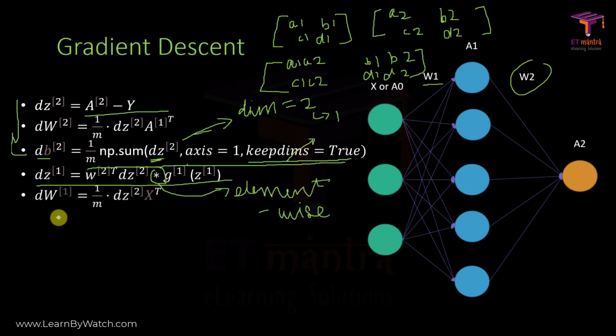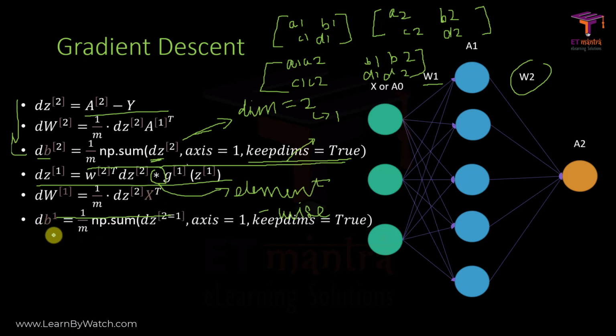Next we find d omega, and this T here means transpose, this is x transpose. Finally we find db1, which is again this Python code, and since we want to keep the dimension the same, which is 2, we have written keepdims equal to True. Okay, why this 2 came, 2 equal to 1 is not there. This should be dz1, this is dz1.